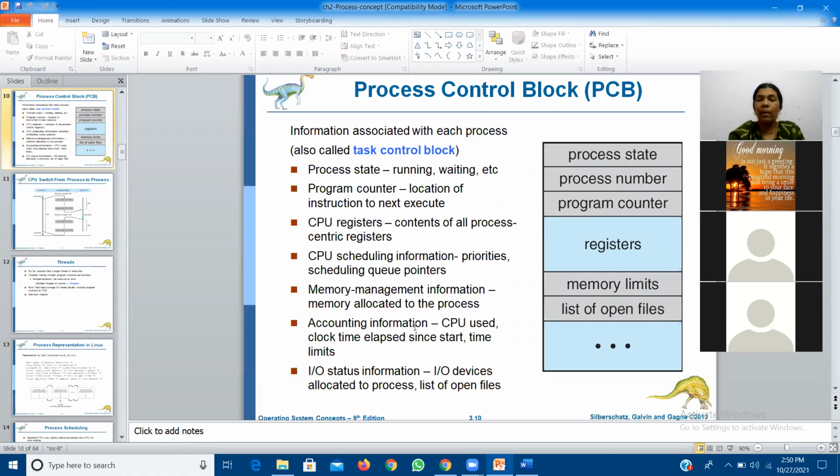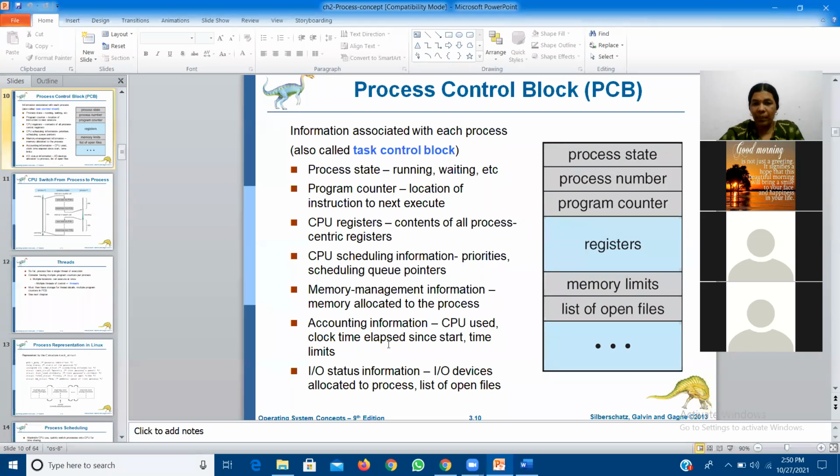What do you mean by accounting information with respect to a process? That is CPU used: how much time this process has executed on the processor. With respect to whichever process we are storing data, the operating system should maintain the time used by that process on the processor, how much time it has executed on the CPU. That is one of the accounting information.